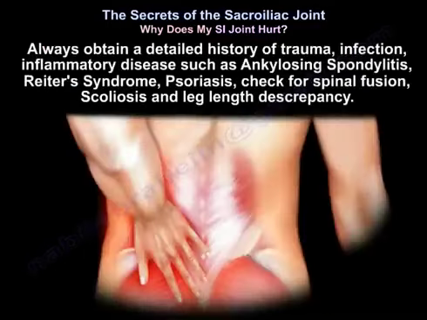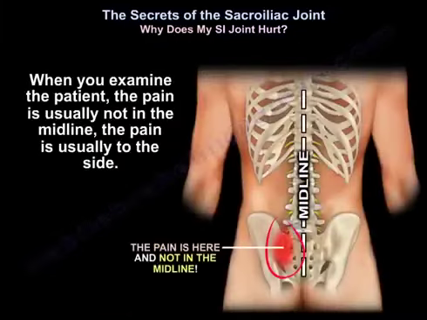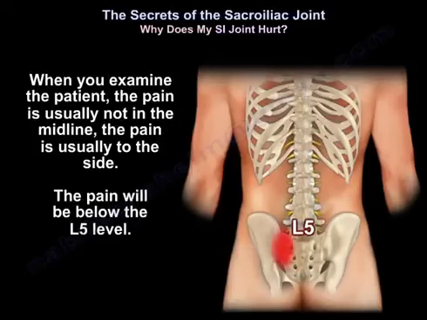Always obtain a detailed history of trauma, infection, inflammatory disease, such as ankylosing spondylitis, Reiter's, psoriasis. Check for spinal fusion, scoliosis, and leg length discrepancy. When you examine the patient, the pain is usually not in the midline. The pain is usually to the side. The pain will be below the L5 level.